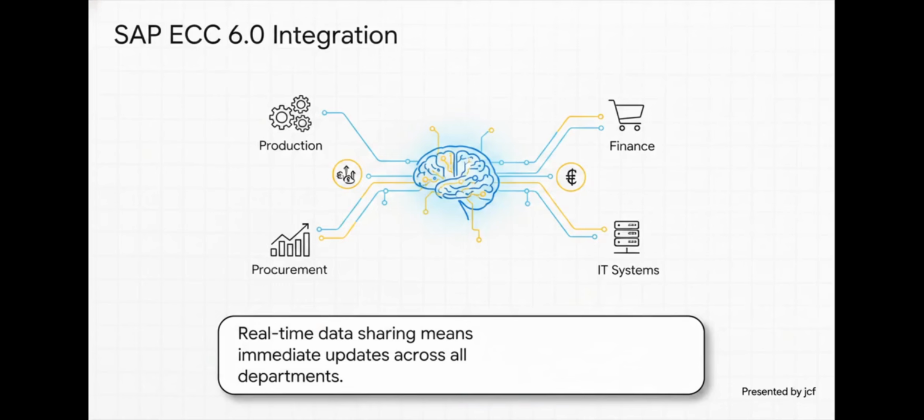Right off the bat, I want you to think of real-time data sharing as the central nervous system of a business. In SAP ECC 6.0, true integration means all of your modules are working together, automatically. When one department updates a piece of data, every single other relevant department sees that change instantly. There's no waiting around for end-of-day reports. It creates this immediate, continuous harmony across your entire operation.